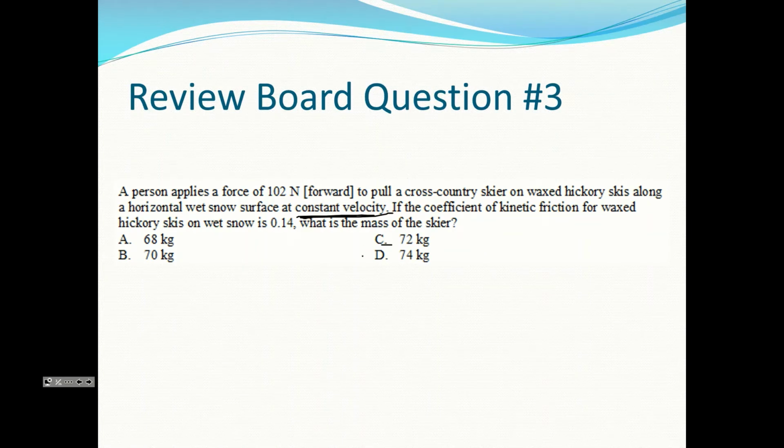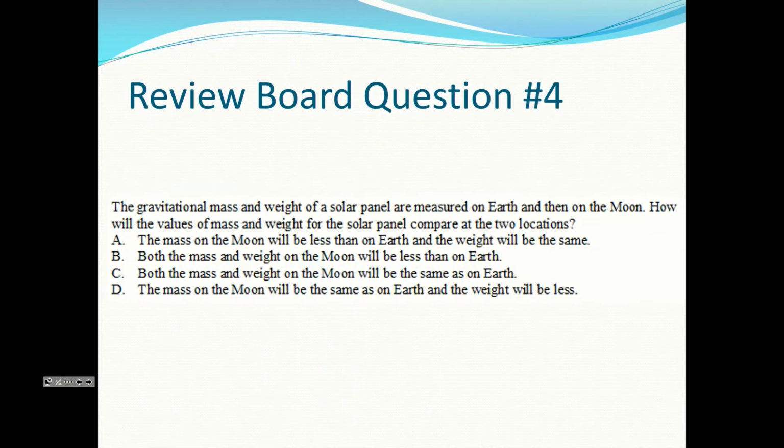So 74 kilograms. The gravitational mass and weight of a solar panel are measured on Earth and then on the moon. How will the values of the mass and weight for the solar panel compare at the two locations? So the mass is going to be the same for both, but the weight will differ. So the mass on the moon will be less?